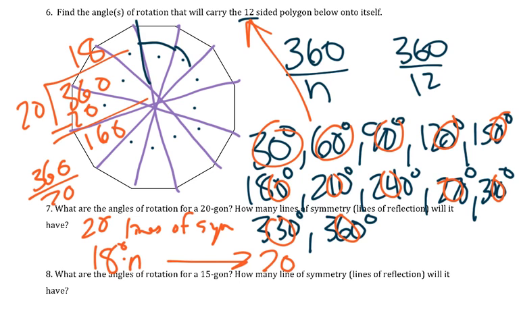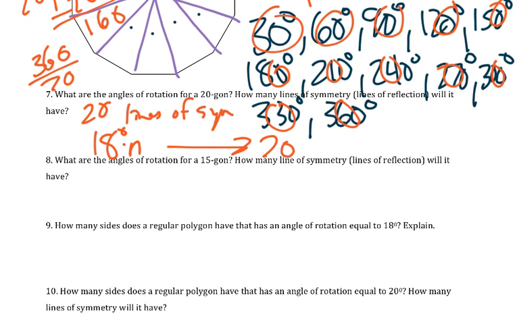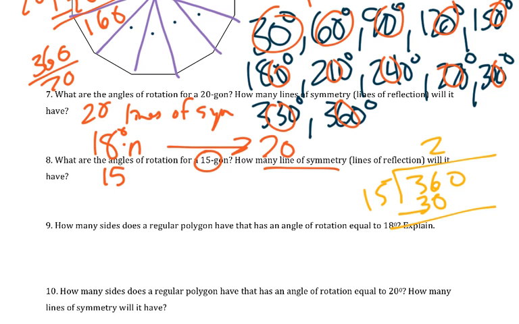Okay. So number 8, how many lines of symmetry will it have for 15-sided? It would have 15. And that many lines of reflection as well. Okay, the angle of rotation, we go 360 divided by 15, so it would be 24 degrees for the angle of rotation.